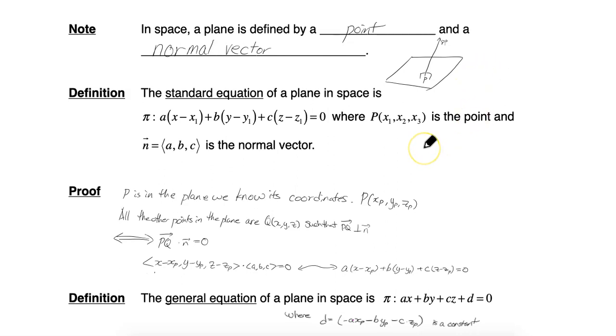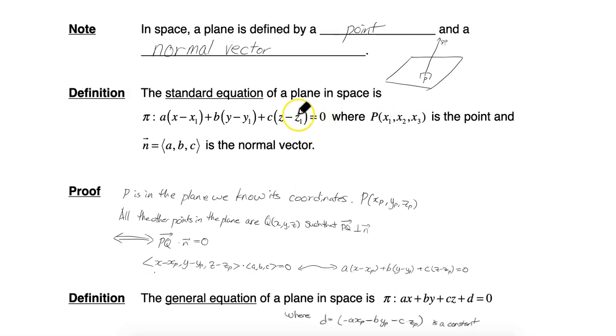So the standard equation of a plane is given here. It's a times x minus x1 plus b times y minus y1 plus c times z minus z1. x1 is a point in the plane, so these are constant values, they don't change. And abc is a normal vector.